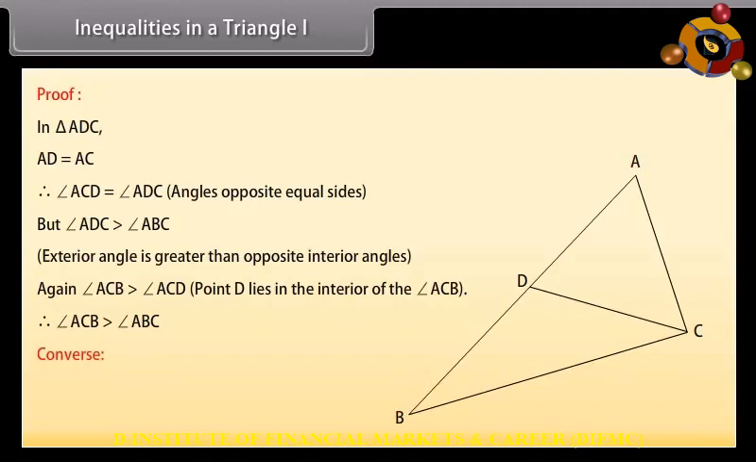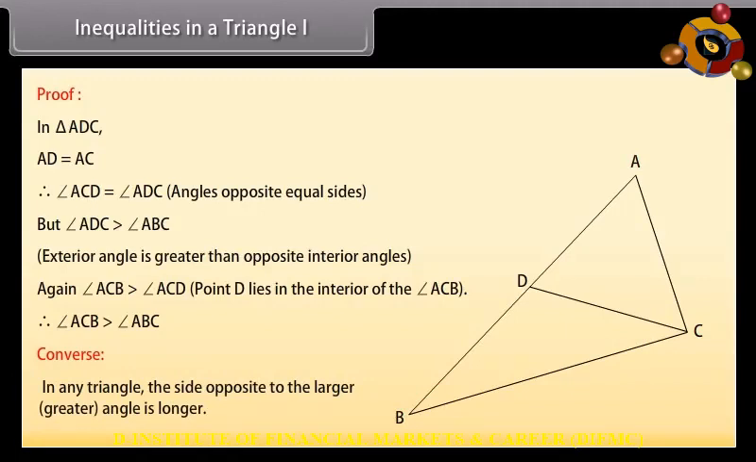The converse of this theorem is also true, which states that in any triangle, the side opposite to the larger, greater angle is longer.